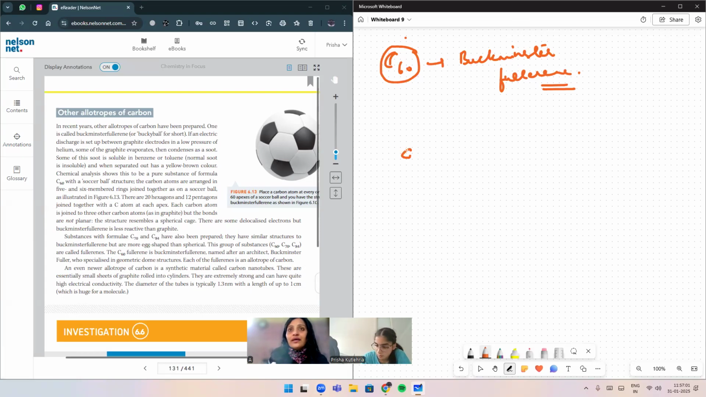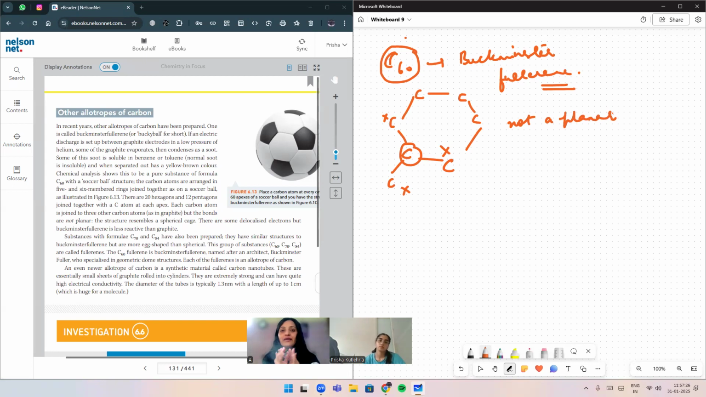One carbon is attached to three more carbon atoms. If I make the structure like this, this carbon is being attached with three more carbon atoms at one time. So the structure is not planar, right? It is not a planar structure. So it gives us a kind of cage-like thing, a round cage, something like that.